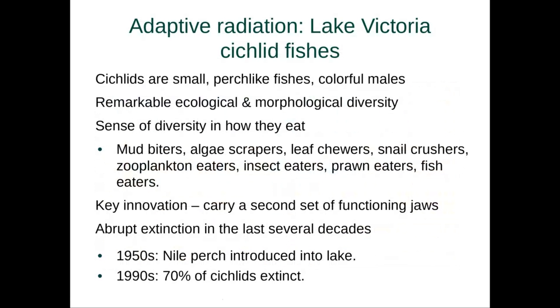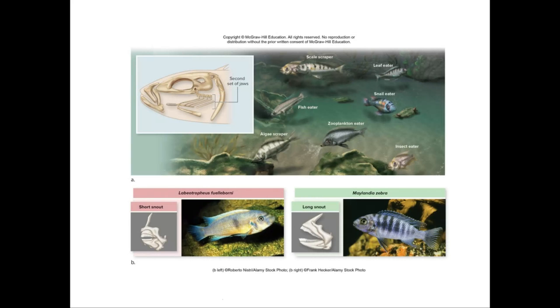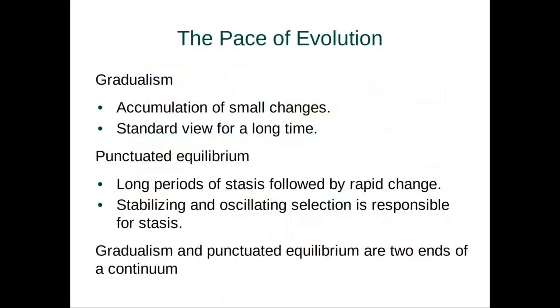I'm going to skip this example because I think that's enough examples of adaptive radiation. But if you want to learn about how cichlids, as fish, adaptively radiated in Lake Victoria in Africa, it's a pretty cool example. But I think we've had enough examples of adaptive radiation for the day.